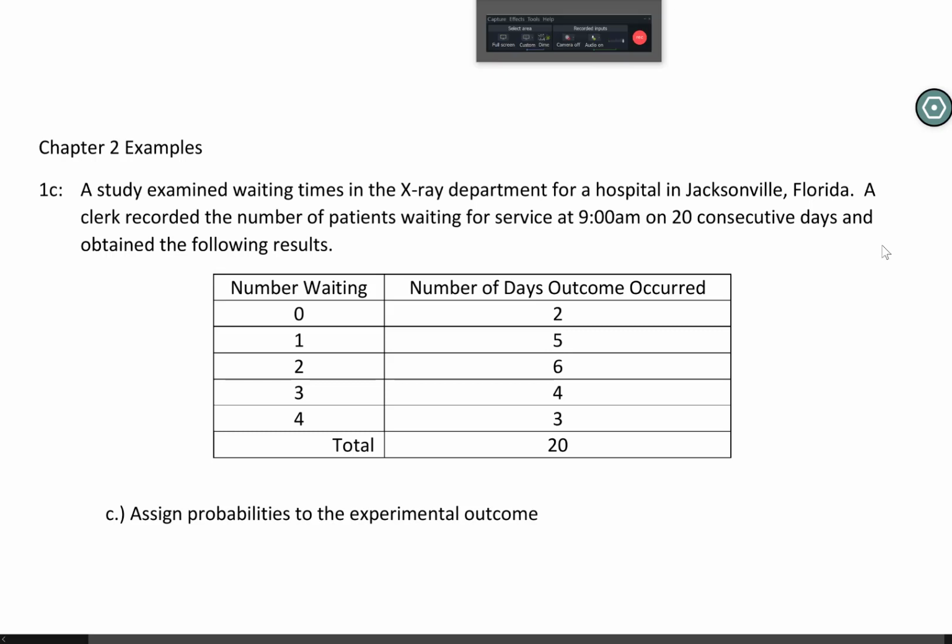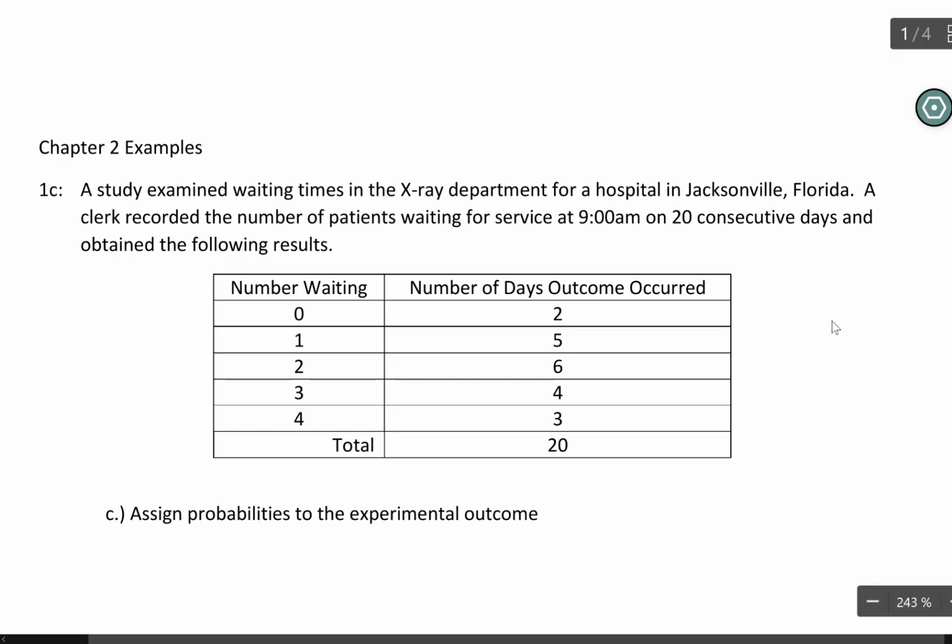Now we'll go ahead and run through examples from Chapter 2. So for problem number 1, we are going to just look at Part C. We're told that a study examined waiting times in the X-ray department for a hospital in Jacksonville, Florida. So a clerk recorded the number of patients waiting for service at 9 a.m. on 20 consecutive days and obtained the following results.